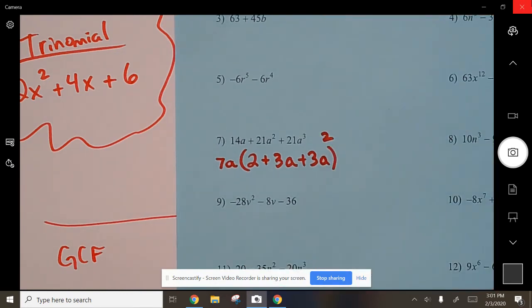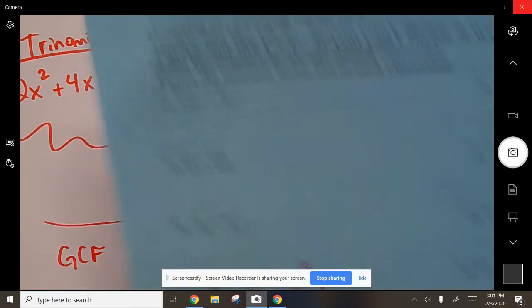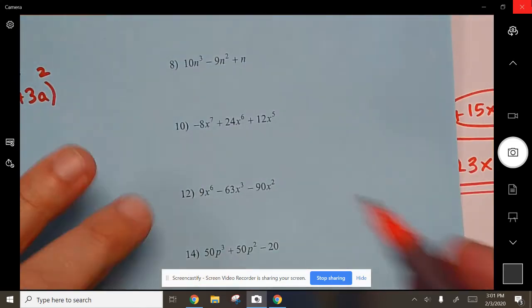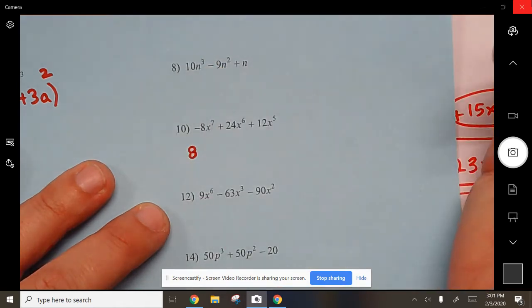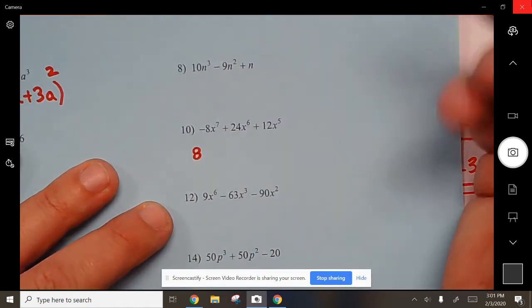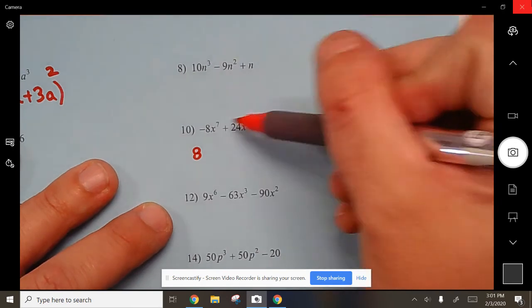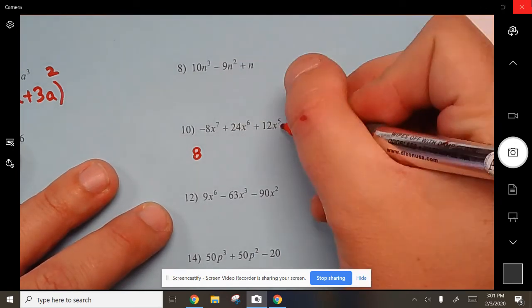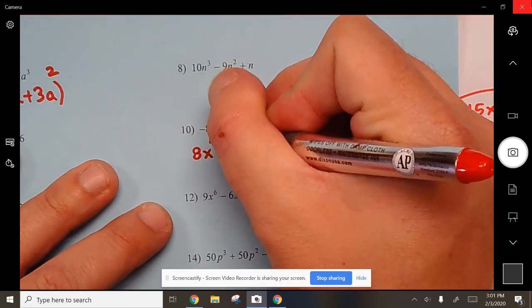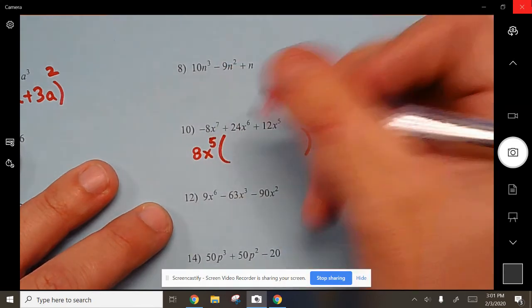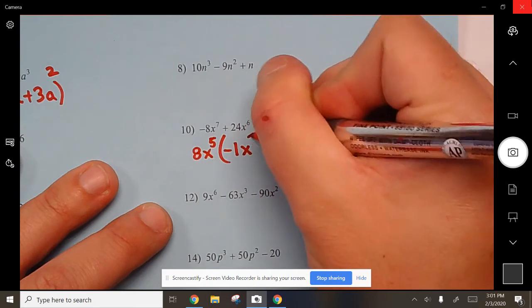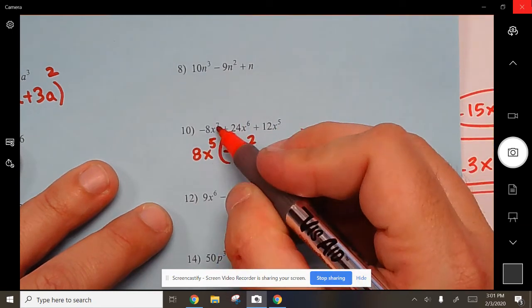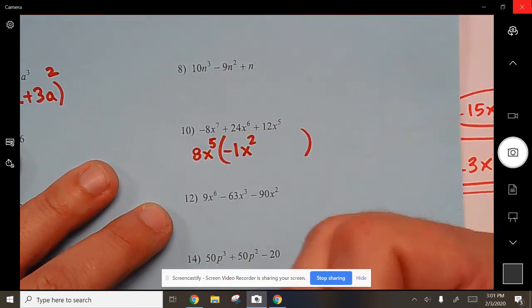Okay, well, let's do one more while we're here. Ooh, number 10. I could pull out an 8. All right, and I could also take out how many x's they all have in common. Do they all have at least 5? Do they have 6? No, they only have 5 in common. That's the most they all have in common. And then this would be negative. You can even put 1 if you need to, but usually you wouldn't. 1x squared. Why is it squared? Because this is 5 and that's 7. You're dividing it. Remember, you're taking it out.